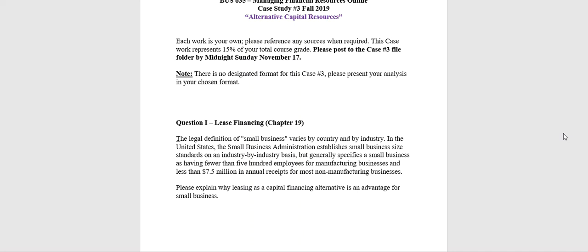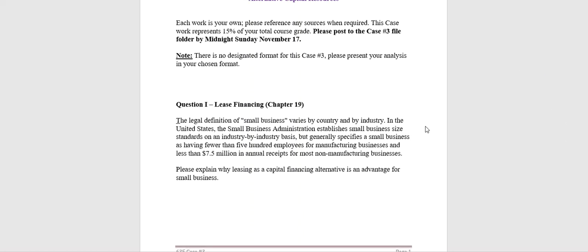The first question involves leasing for small businesses. Why is leasing an advantage for small business? What's the definition of leasing? Why do companies lease equipment, people, buildings, whatever? What is attractive for the small businessman or woman in leasing?